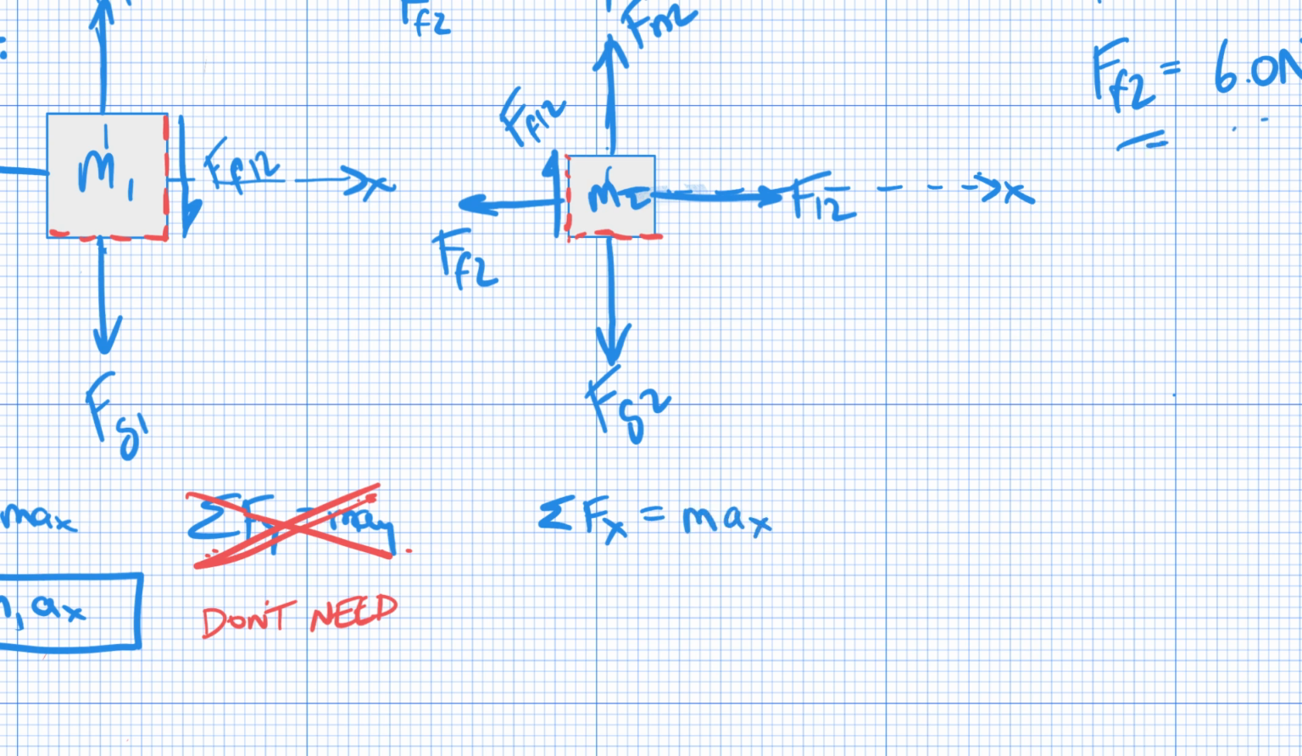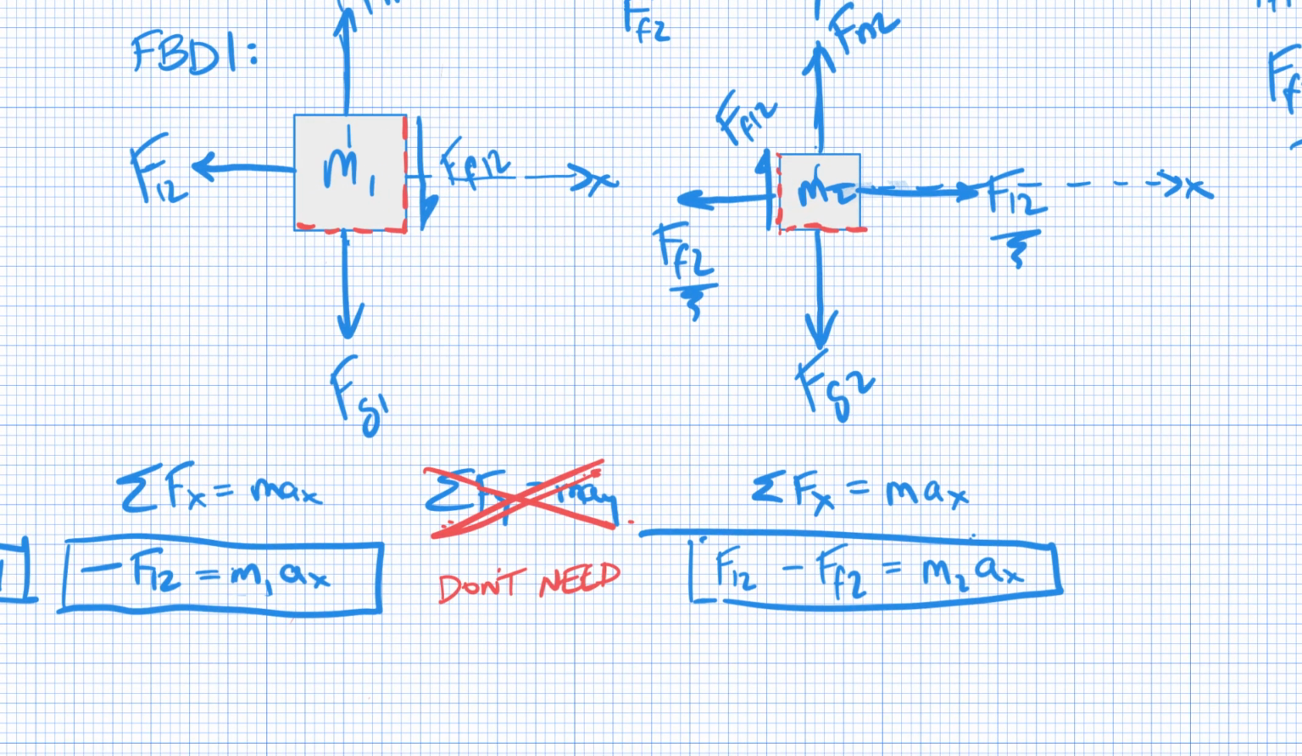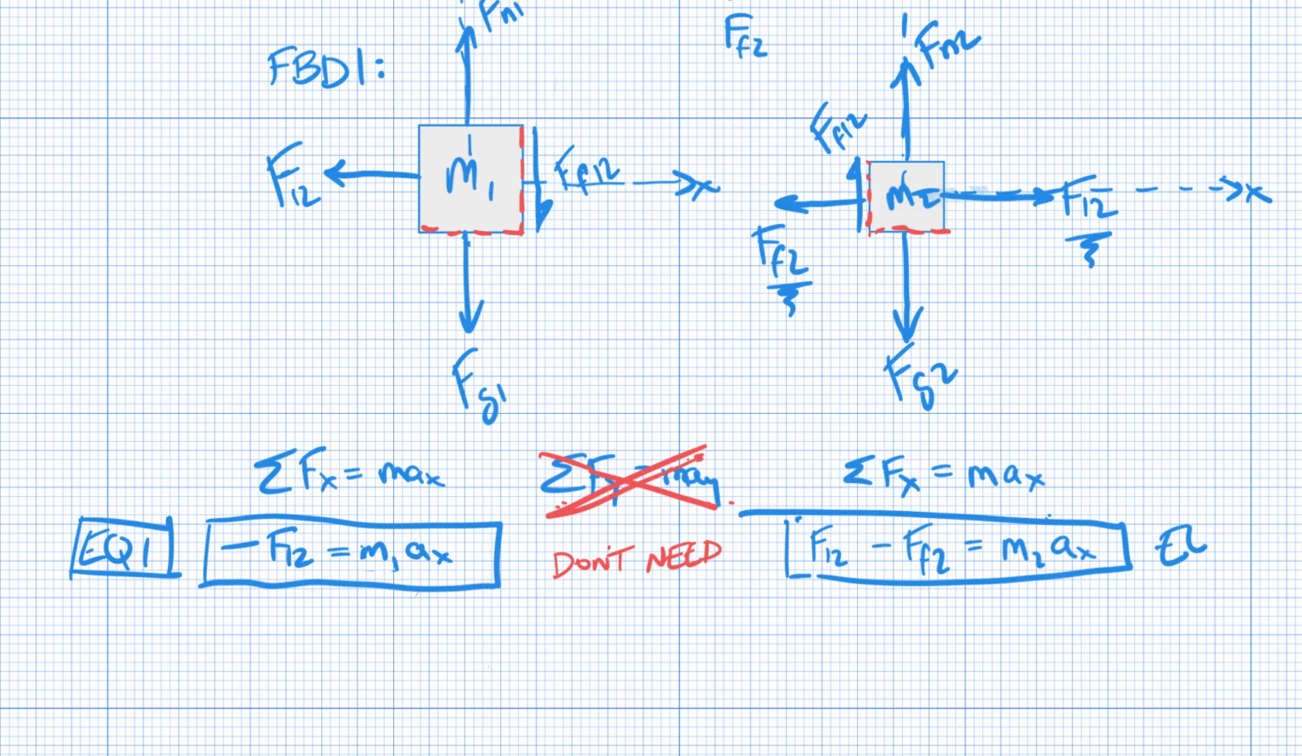So let's see. If we look up at our little diagram here, we've got two forces in the x direction. I've got F12 pushing forward, and I've got F force of friction 2 pushing backwards. If I combine those, it equals, in this case, M2 times a sub x, because that's the mass of the smaller box. So good. Now if I box these two off, I've got two equations and the exact same two unknowns, which is exactly what I wanted.